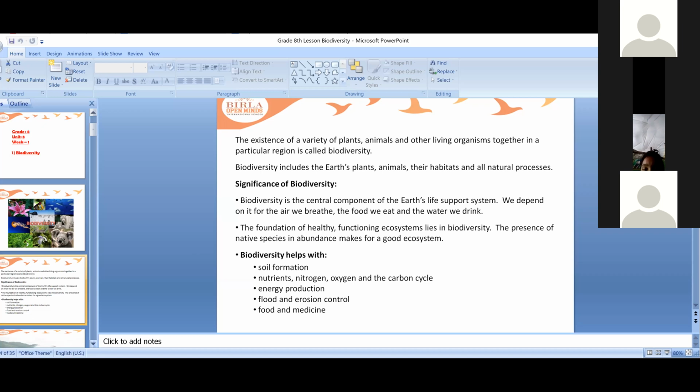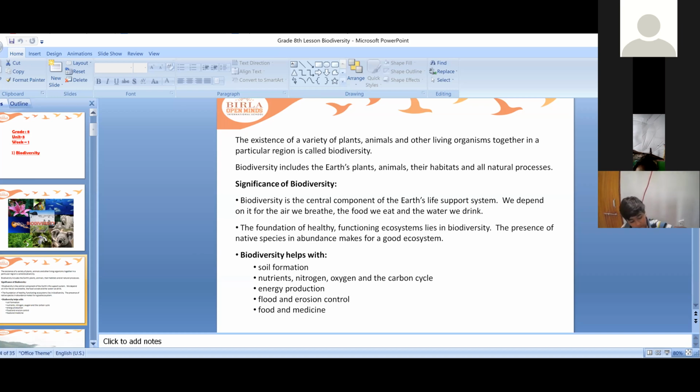So because of this life and death, because of this system, there is a diverse variety of organisms living on Earth. Because of this only, the life support system is working. We depend on it for the air we breathe, the food we eat, and the water we drink. So we even depend on it for food. We eat different types of flesh, like meat, chicken, everything we eat, isn't it, children? We even eat green leafy vegetables also.